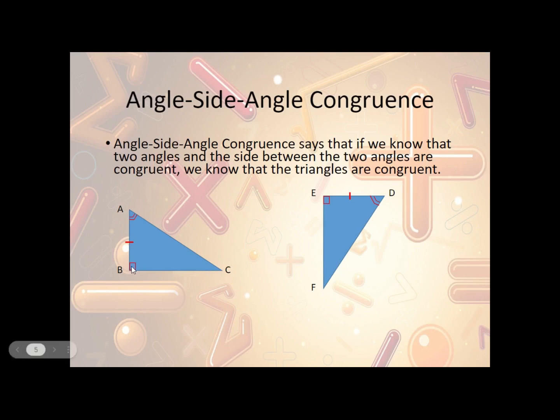So if you notice, we have an angle, a side, and an angle. Again, order matters. So we have the side that we know comes between the two angles that we know. So then let's restate what we know.